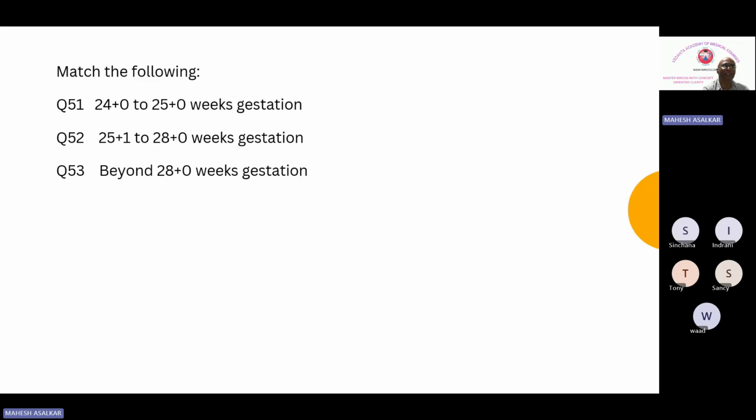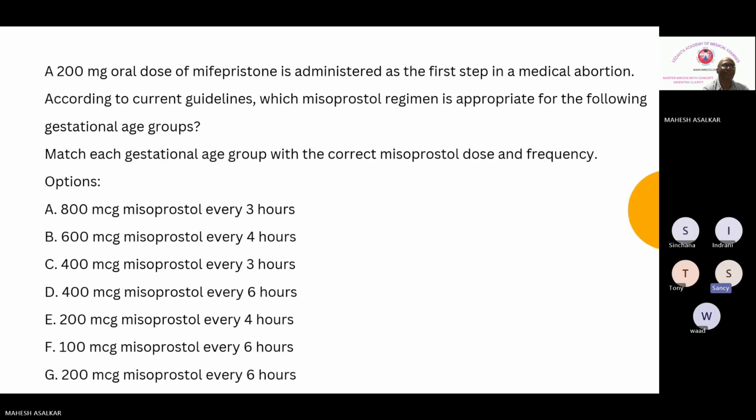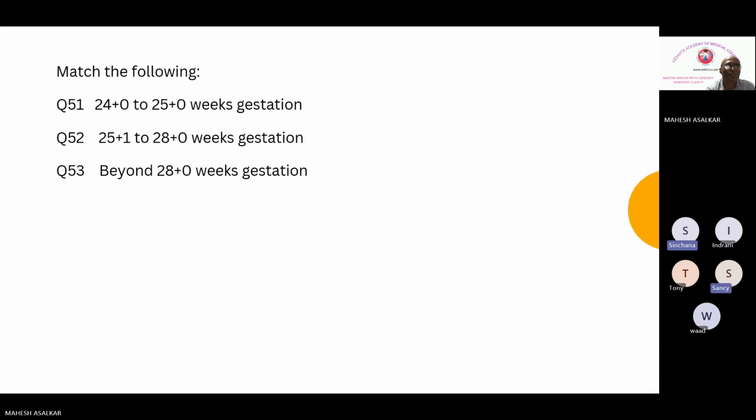This also I have covered. Okay, 24 to 25: 400 every 3 hours. Next, 25 to 28: 200. And beyond 28: 100. The duration initially was 3 hourly. Then 200 every 4 hourly. Then 100 every 6 hourly. You got it now.